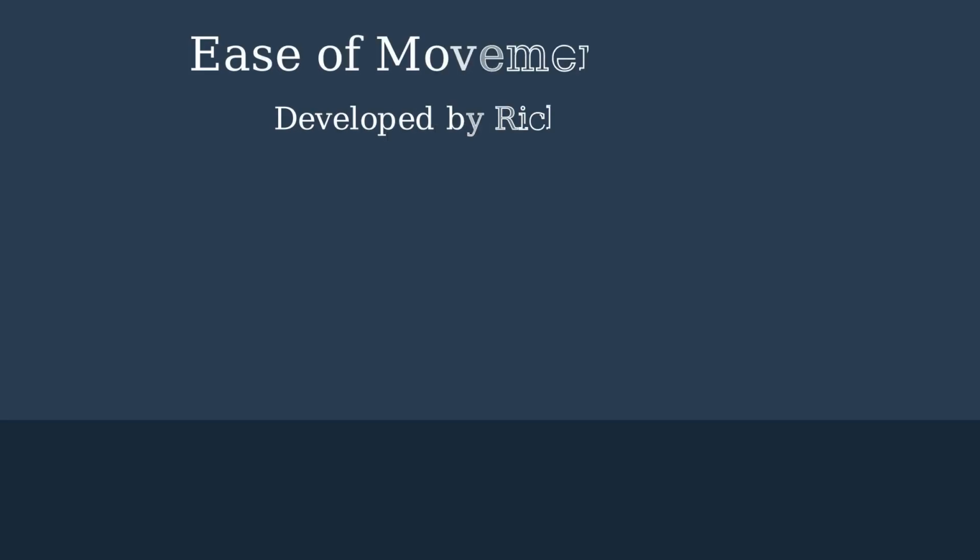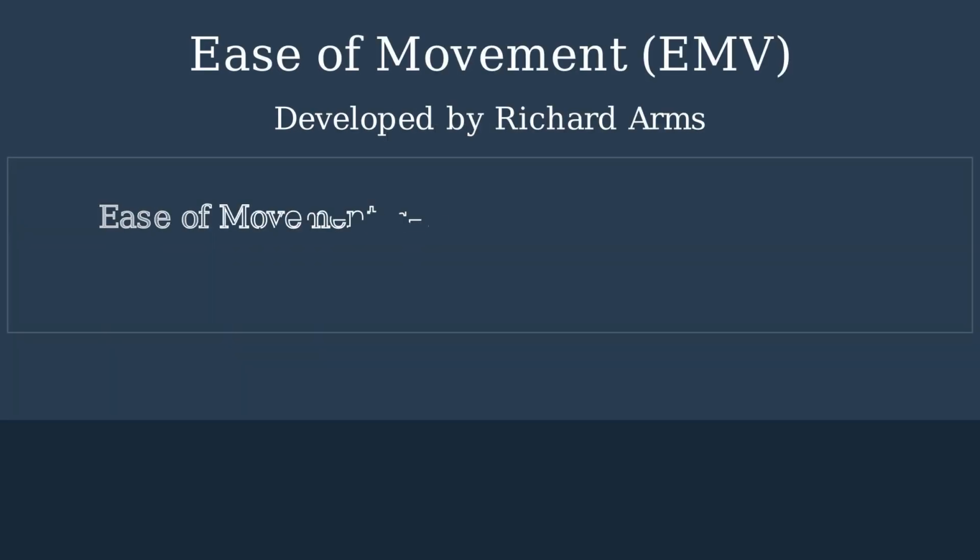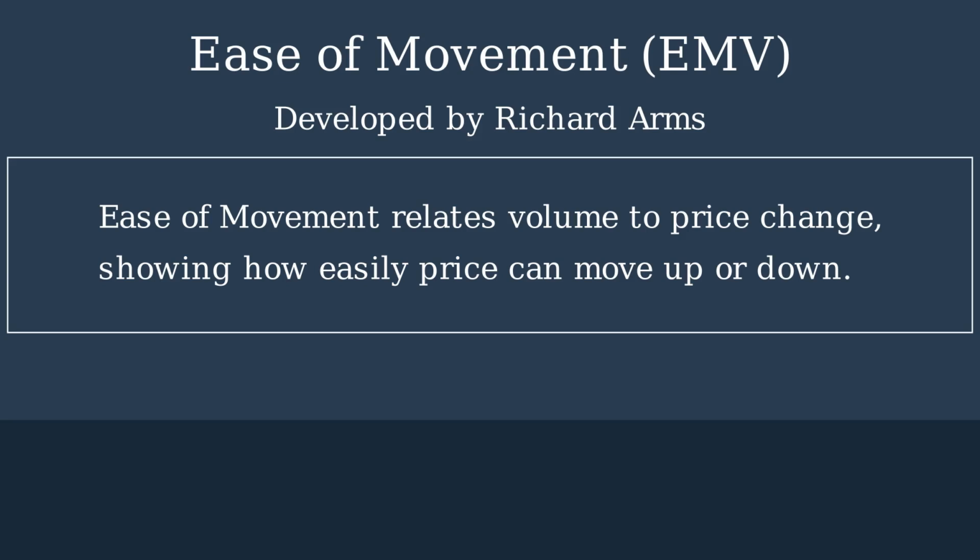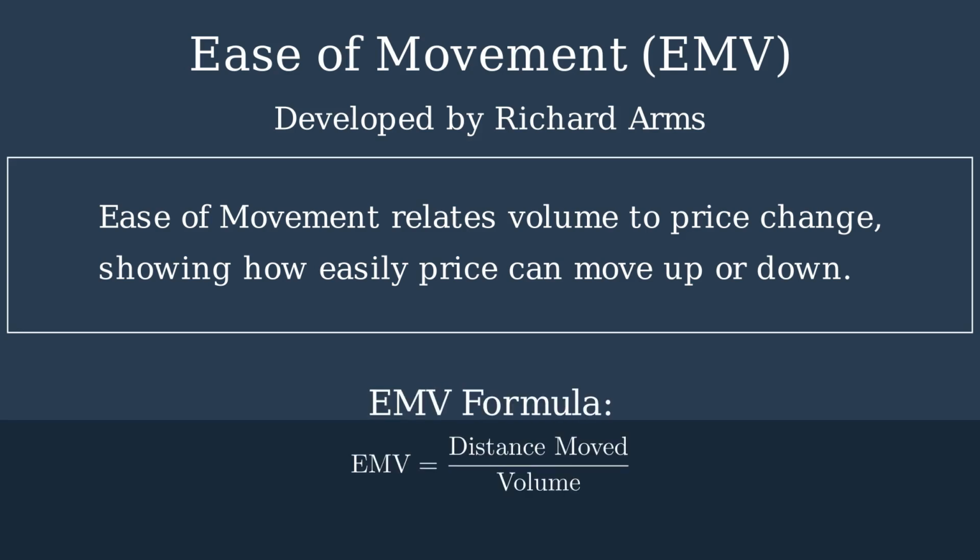Ease of movement, or EMV, is a volume-based indicator developed by Richard Arms. It measures the relationship between price changes and volume, showing how easily a price can move in either direction. The EMV formula calculates the ease of price movement by dividing the distance moved by volume. Distance is measured as the change in the midpoint of today's high and low compared to yesterday's values. Volume is typically scaled down to make the indicator more readable.